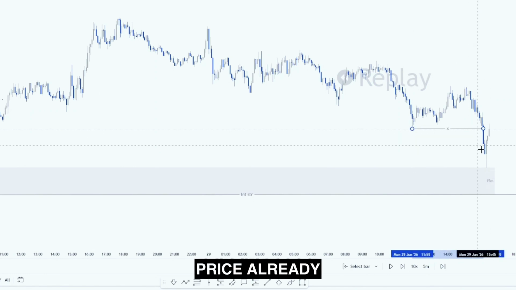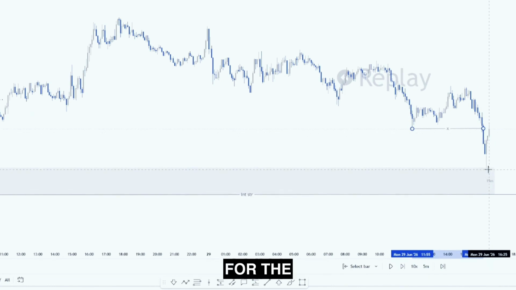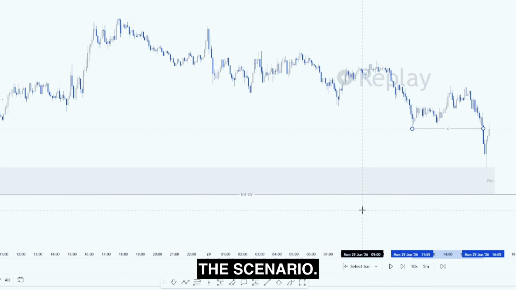So now price has already mitigated my demand zone that I drew, as I expected price to pull back and mitigate it. Now what do I do? I look for the lowest candle wick. This is the wick. So I'll now wait for price to clear this wick. As price clears this wick, now I'm ready to enter the trade. This was the scenario. These are the rules I set for myself.